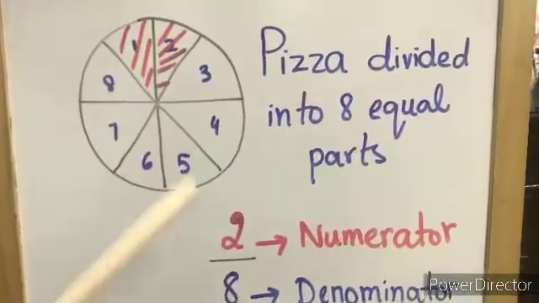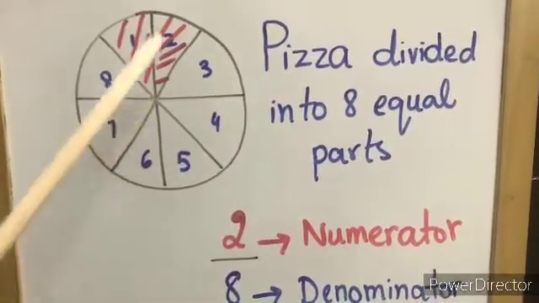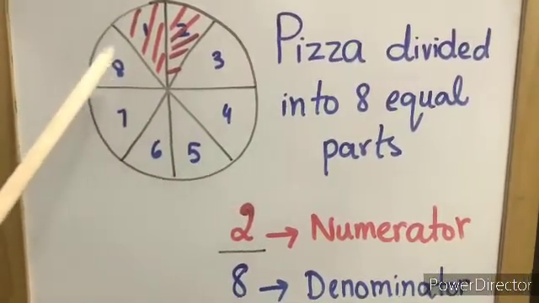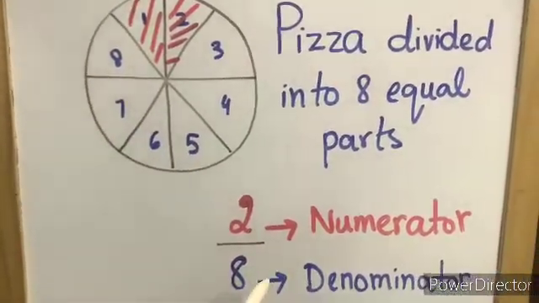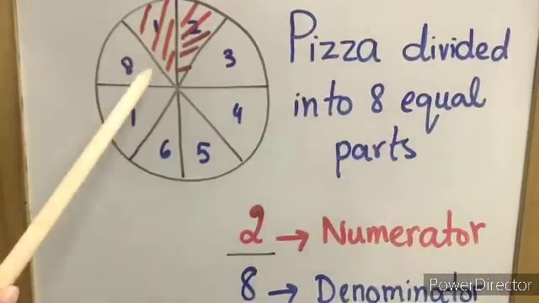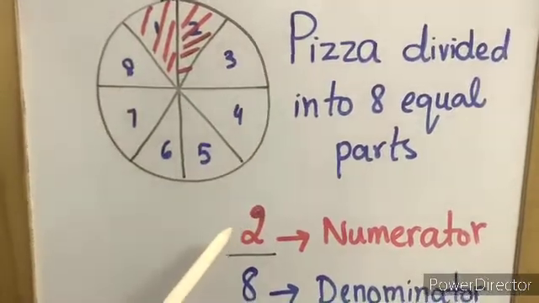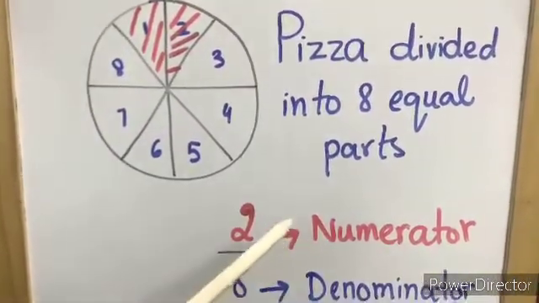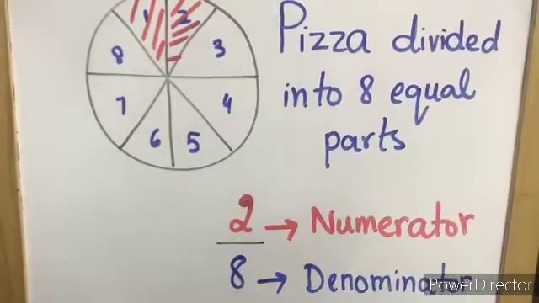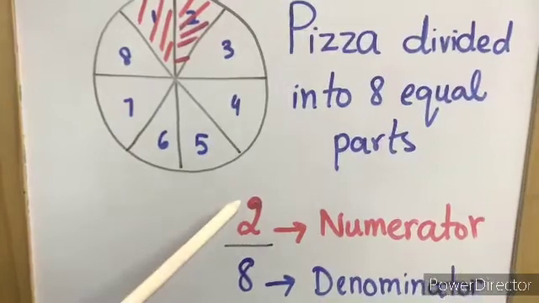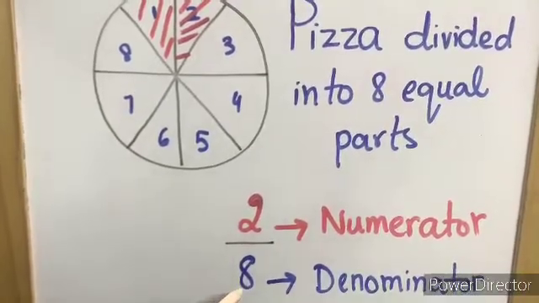For example, if we have one pizza and we divide it into 8 equal parts, the 8 equal parts will be the denominator. And the two parts you took from that, or the shaded part here, will be the numerator. So fractions have two parts, numerator and denominator, which are divided by a slash in between them, the top number, slash, and the bottom number.